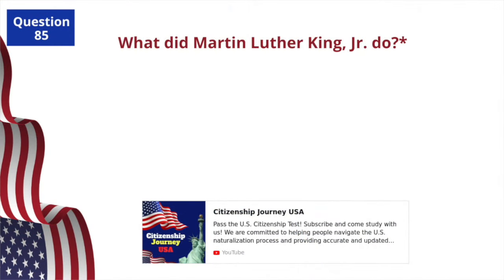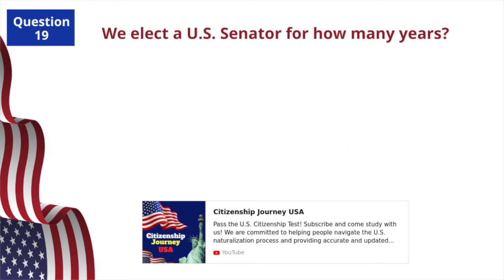What did Martin Luther King Jr. do? Fought for civil rights. We elect a U.S. senator for how many years? 6.